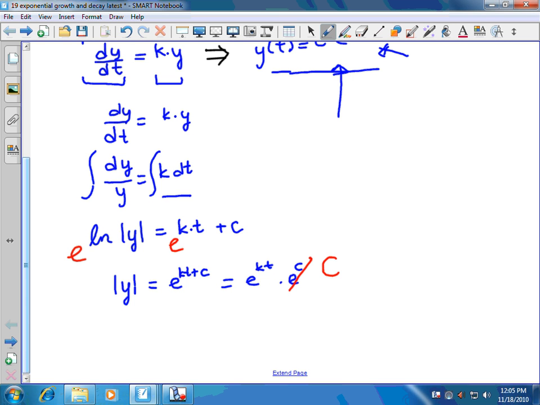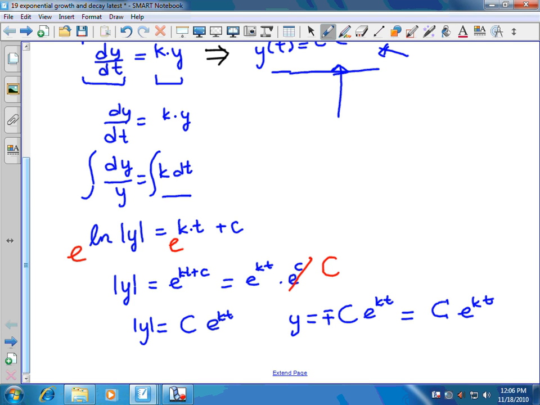So what I'm getting right now is absolute value of y equals capital C times e to the kt. And what that means is y is equal to plus or minus the right-hand side. And I'm going to absorb the plus or minus C as another constant C. You can pick another letter if you like, but I'm just going to keep my same old C, e to the kt.